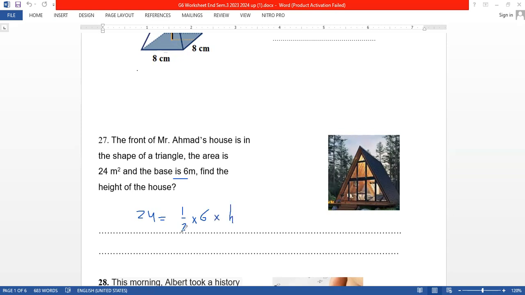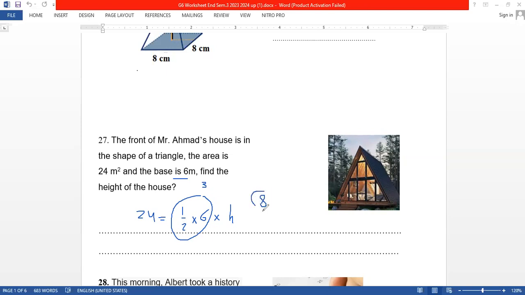We can do it mentally. What number do we multiply? Half of the 6 is 3. So what number do I multiply by 3 to get 24? Because half times 6 is 3. So I can ask myself, what number multiplied by 3 gives 24? It's 8.